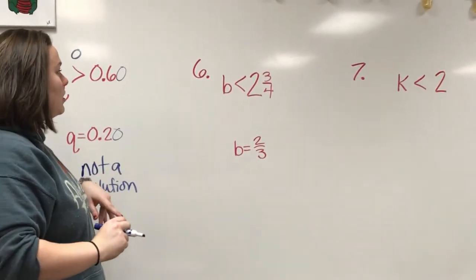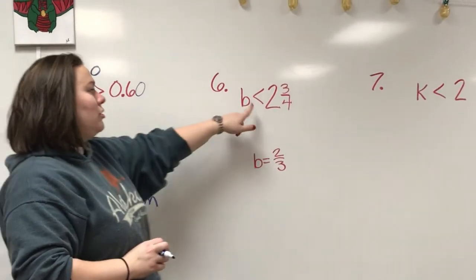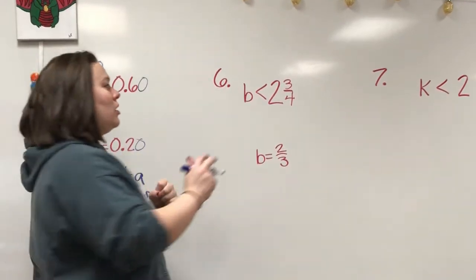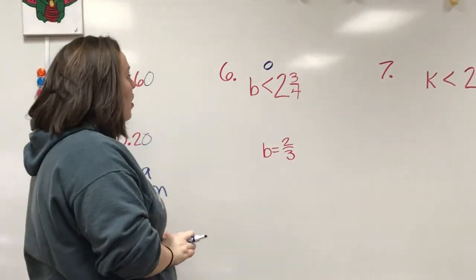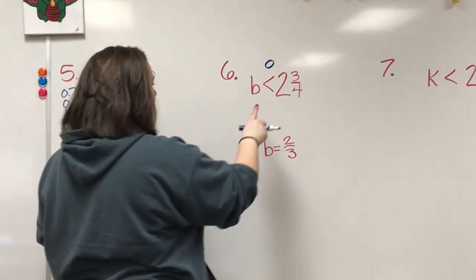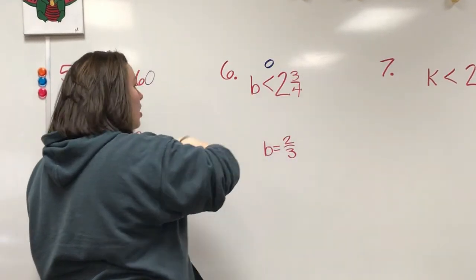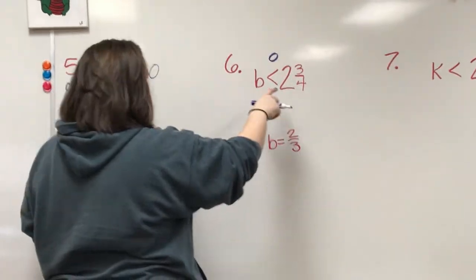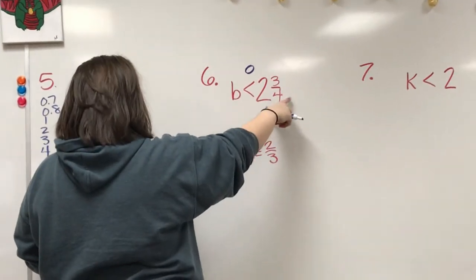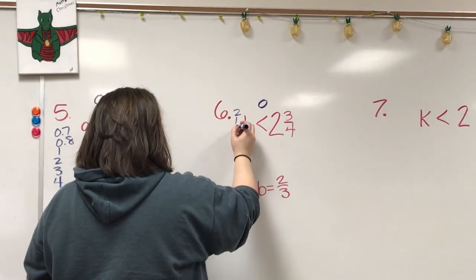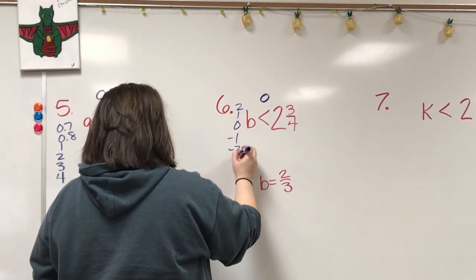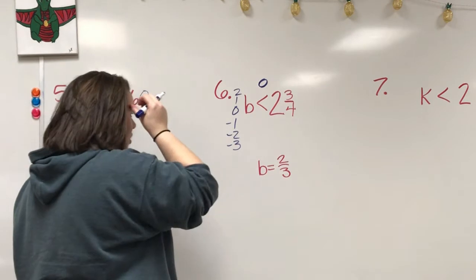Number 6 in your book. First, look at your symbol, open dot or closed dot. Open dot. We are looking for something that's smaller than 2 3/4. Something that's smaller than 2 3/4 is 2, and 1, and 0, and -1, and -2, and -3.